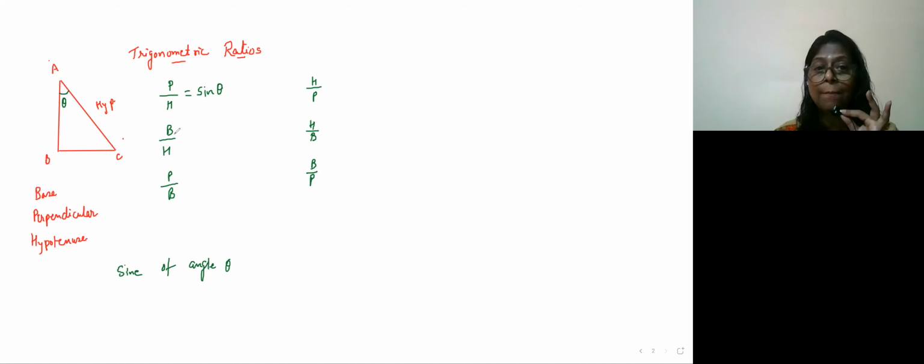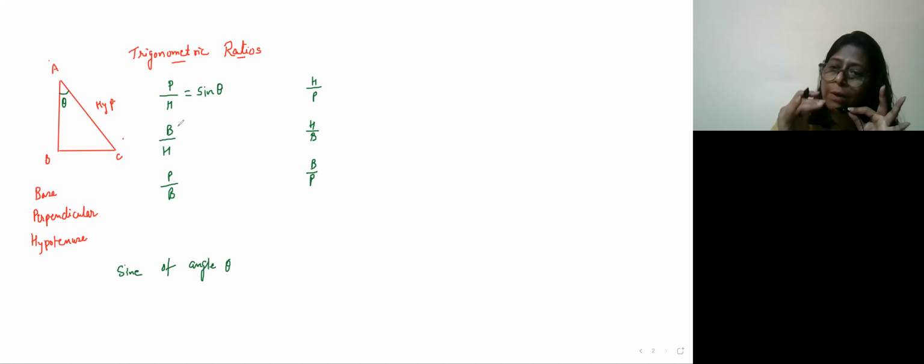Sorry children, perpendicular upon hypotenuse is sine theta. Whenever somebody says sine theta, in future, immediately it should be there in your mind: it is perpendicular upon hypotenuse.